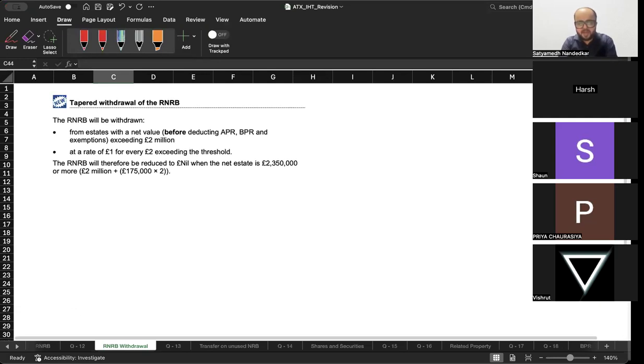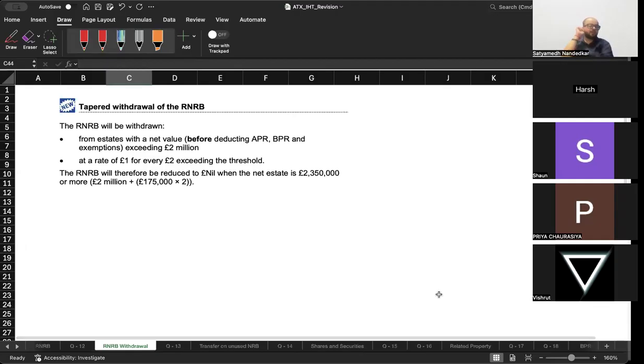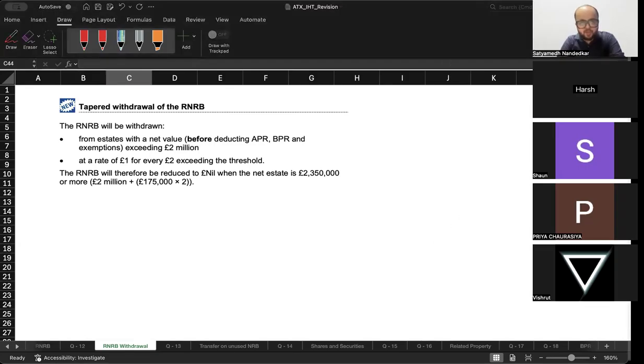Okay, now this RNRB, residence nil rate band, that will have to be reduced or withdrawn from the death estate with a net value before deducting APR, BPR and exemption exceeding 2 million. So if the value of the death estate is more than 2 million, then the RNRB will have to be reduced. What do I mean by RNRB will have to be reduced? जो 1,75,000 की eligibility है आपकी for residence nil rate band, that will have to be reduced at the rate of £1 for every £2 exceeding the threshold. The RNRB will therefore be reduced to nil when the net estate is £23,50,000.